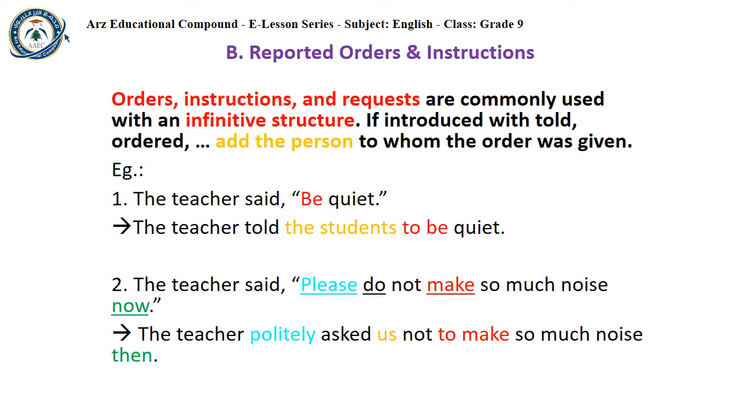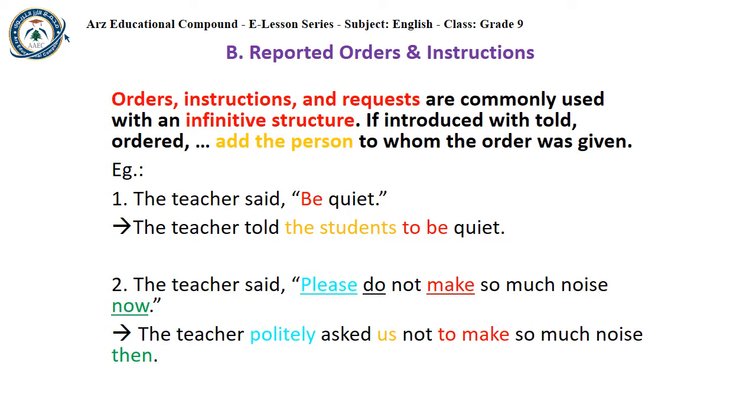For example, the teacher said, "Be quiet." The teacher addressed the students and she asked them to be quiet. So, you have to add the person to whom the order was given, and you have to change be to the infinitive structure to be. The teacher told the students to be quiet.